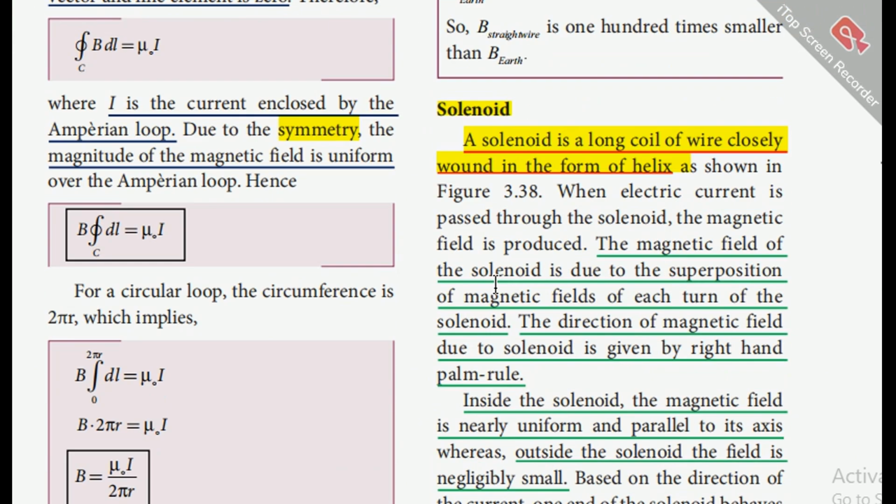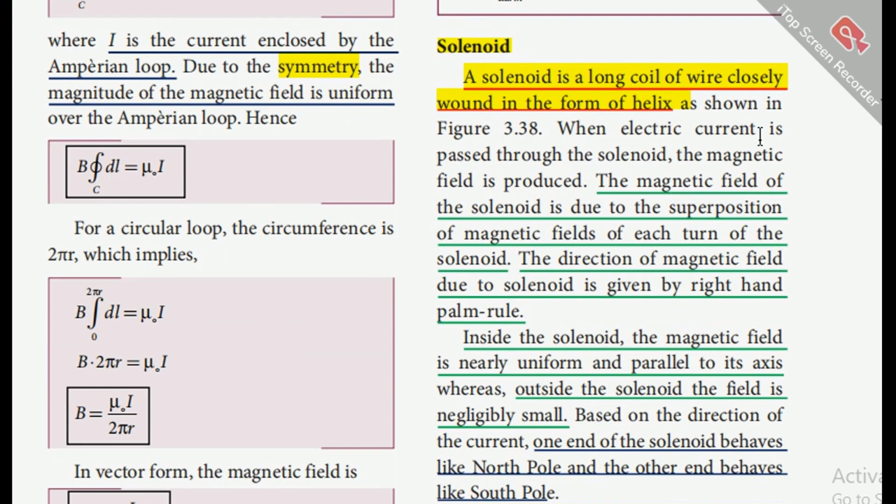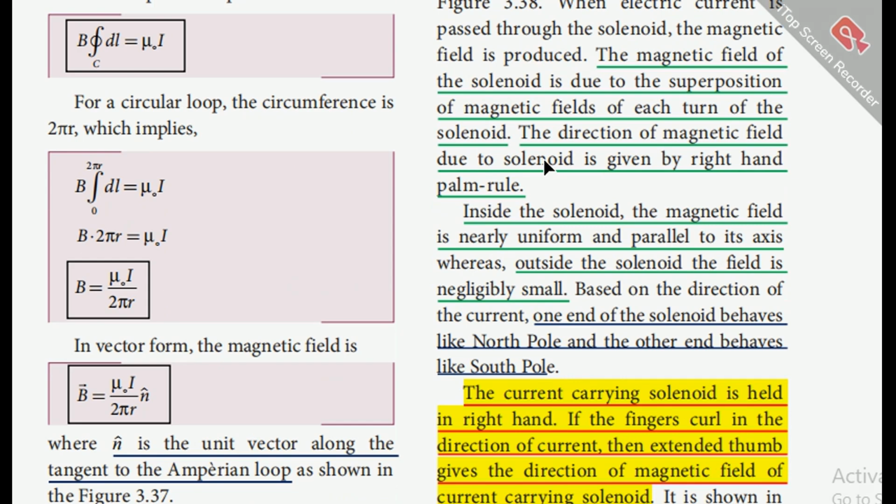Then we study about the solenoid. What is a solenoid? It is a long coil of wire which is closely wound in the form of helix as shown. When the electric current is passed through the solenoid, the magnetic field is produced. The magnetic field of the solenoid is due to the superposition of magnetic fields of each turn of the solenoid. The direction of magnetic field due to solenoid is given by right-hand palm rule.